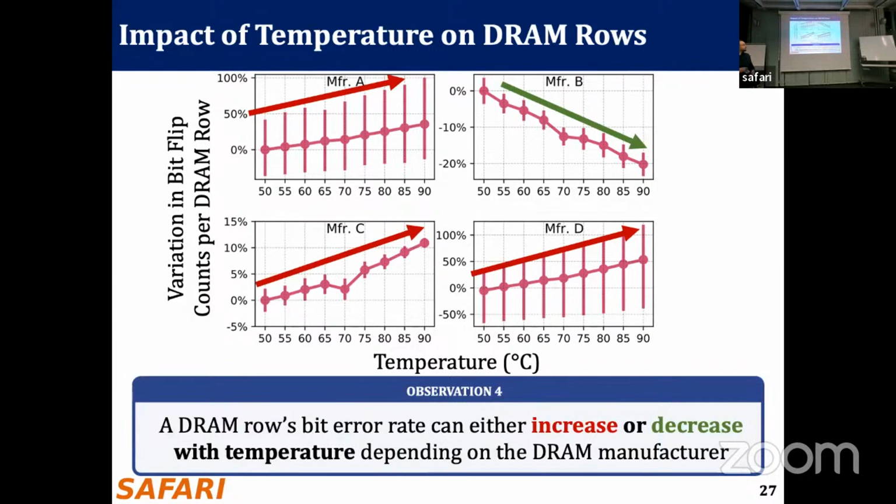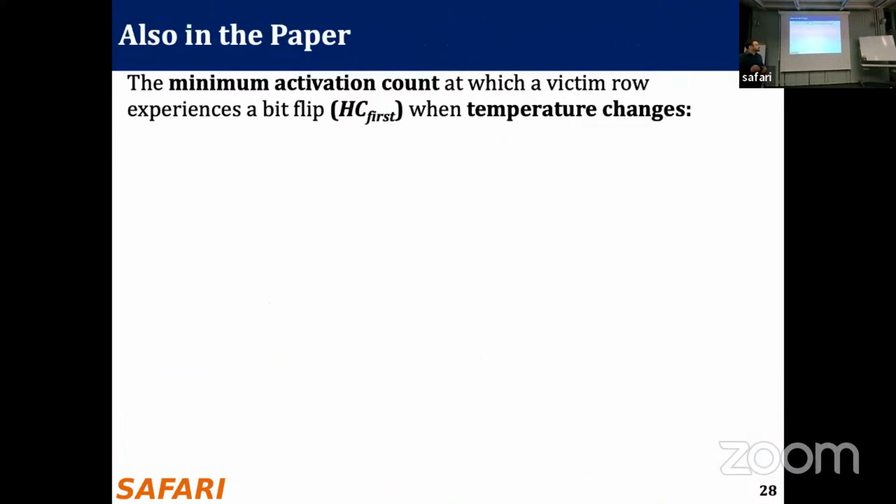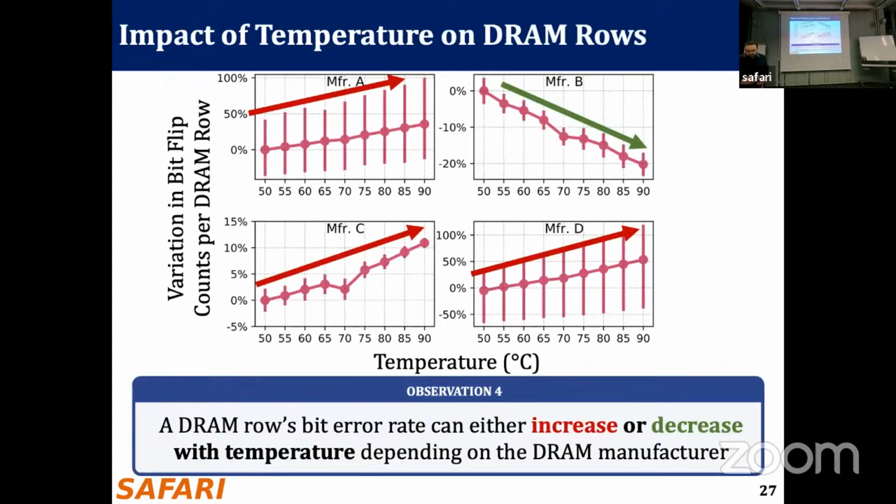So we observed that the DRAM rows' bit error rate can either increase or decrease based on the temperature, and it depends on the DRAM manufacturer as far as we can see. Can you go back? Yes. On manufacturer B, who's manufacturer B? Samsung. Okay.